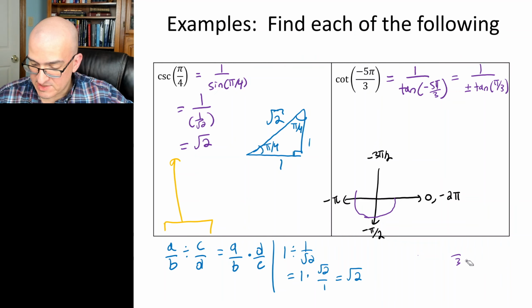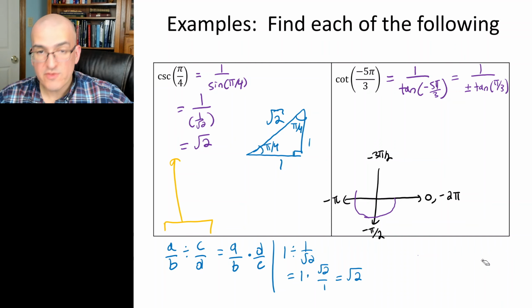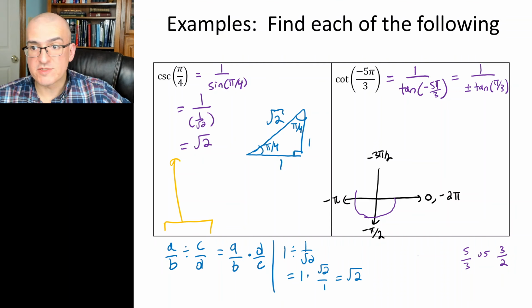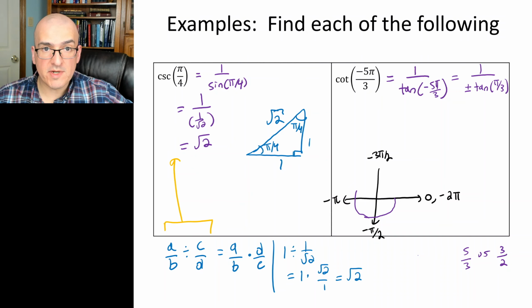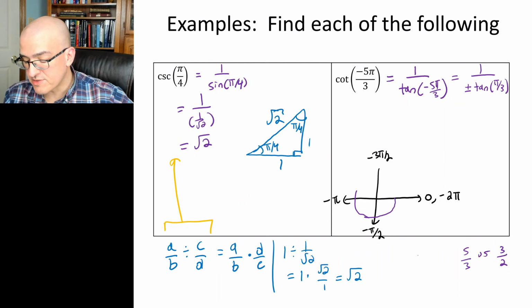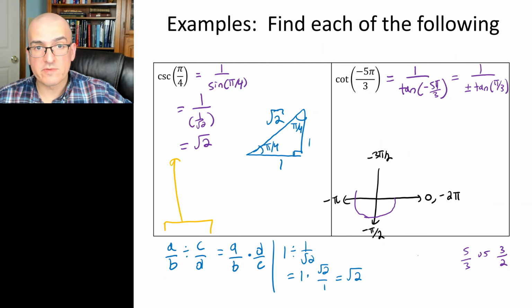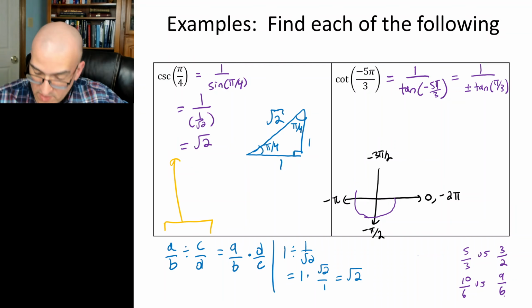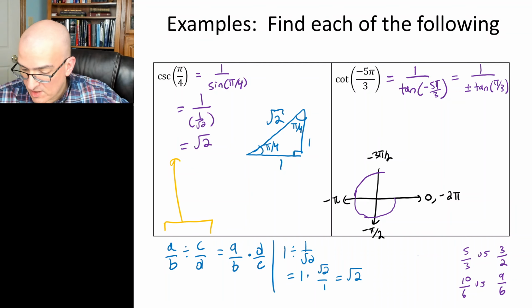Now I want to check, is it larger than 3 over 2? 5 over 3 versus 3 over 2. That's a bit harder of a comparison to do. So let's make common denominators to compare them. I can multiply top and bottom of the first fraction by 2, so 10 over 6, versus multiply the top and bottom of the second fraction by 3, 9 over 6. It's larger, so we're past that one as well.